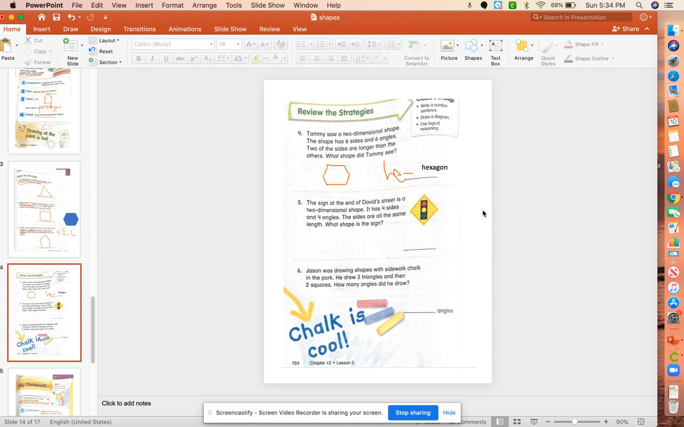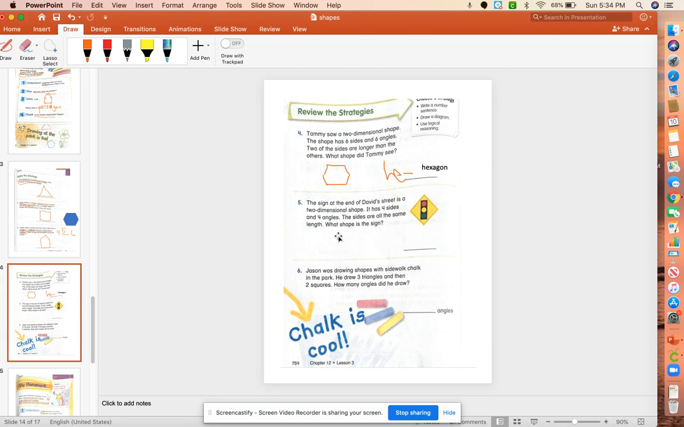There you go. Number 5, the sign at the end of David Street is a 2-dimensional shape. It has 4 sides and 4 angles, and the sides are all the same length. What shape is the sign?